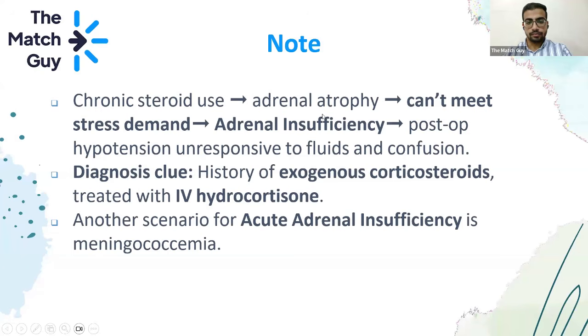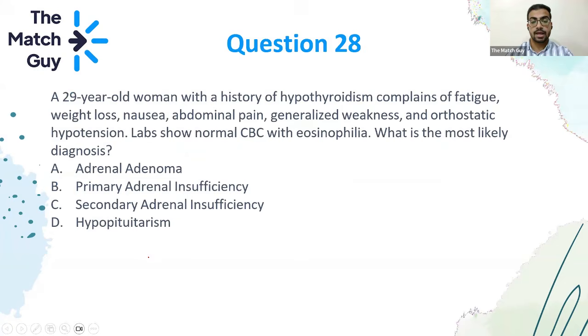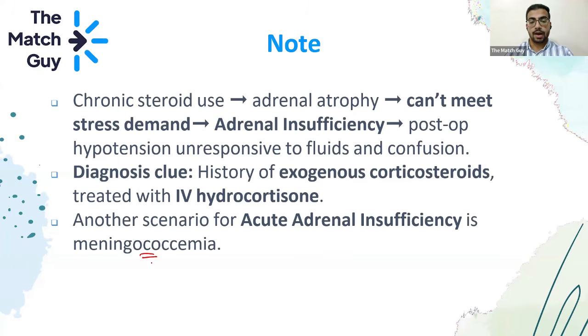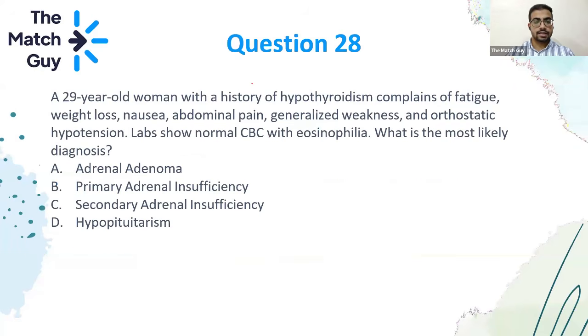Another high yield cause of this acute adrenal insufficiency is meningococcemia. What happens in meningococcemia? Do you guys remember the fancy name? The Waterhouse-Friderichsen syndrome. In meningococcemia, you could get adrenal gland hemorrhage. So the adrenal gland all of a sudden stops functioning. All of a sudden, no cortisol, acute adrenal insufficiency. What is the treatment? The same treatment, IV hydrocortisone plus or minus fludrocortisone. Okay, perfect. Let's discuss this question.